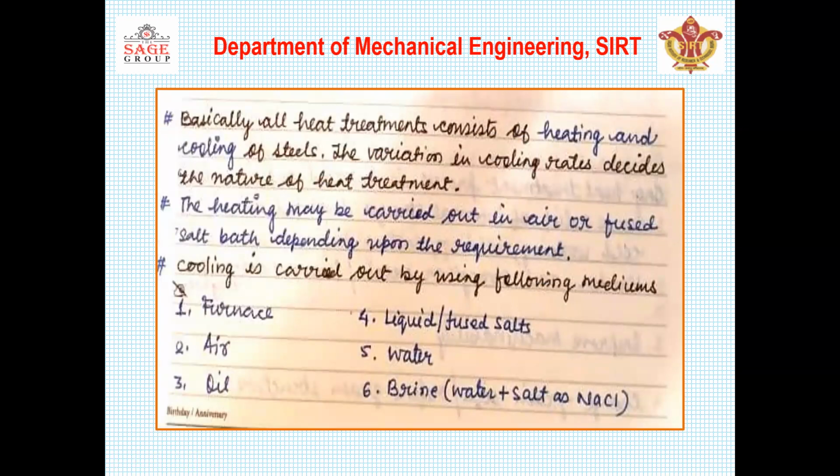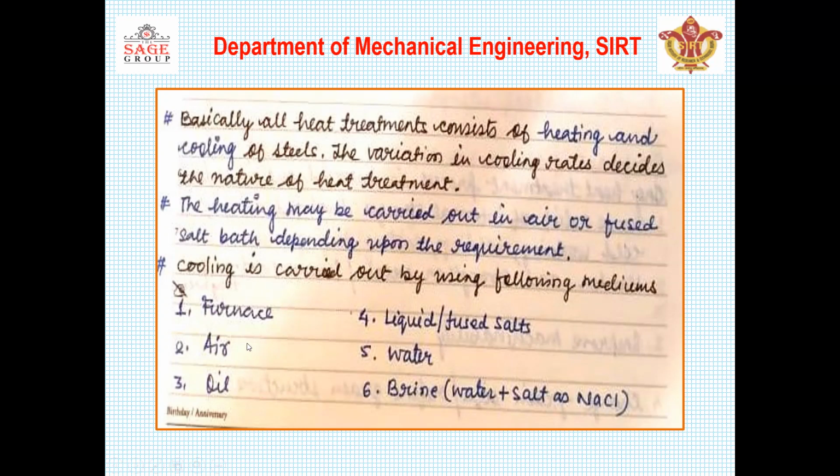Basically, all heat treatment processes consist of three stages: heating, holding or soaking, and cooling the metal. And the variation in the cooling process or cooling rates decides the nature of the heat treatment. Whatever cooling medium will be used for cooling the metal or alloy, that cooling medium decides the nature of the heat treatment.